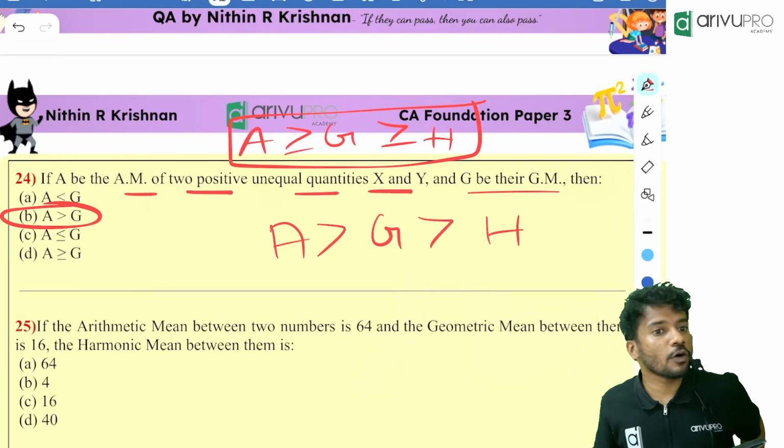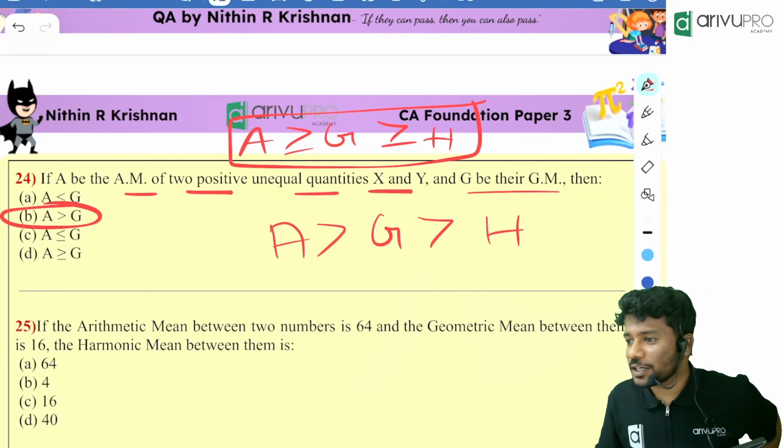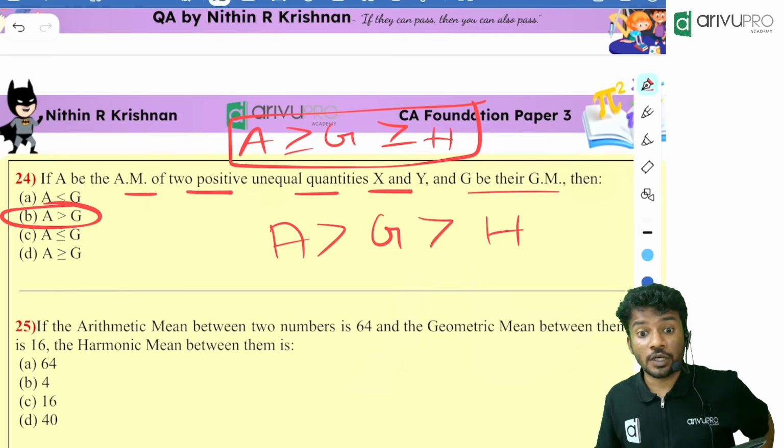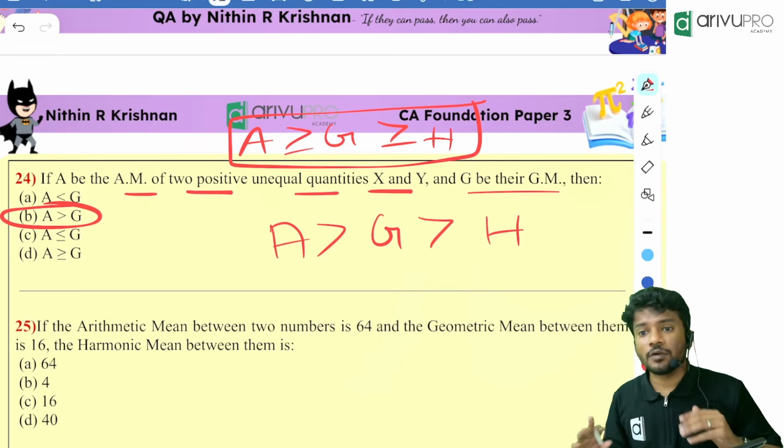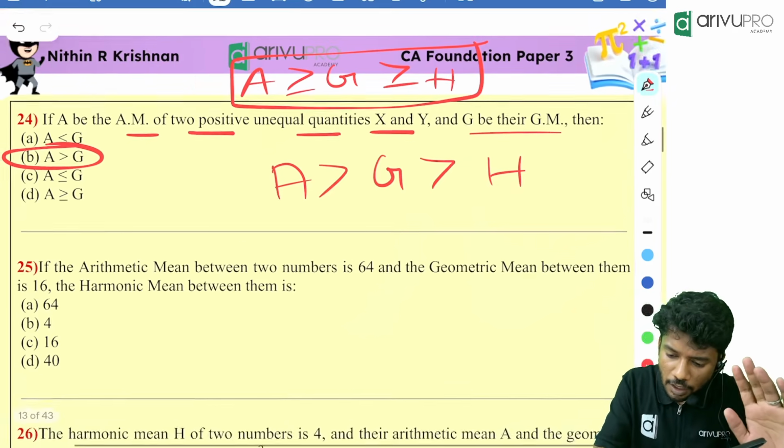So we covered all the topics. Whatever question they can ask with respect to AM, GM and HM, we have studied conceptually. Now a few more extra problems. Look at this, people.